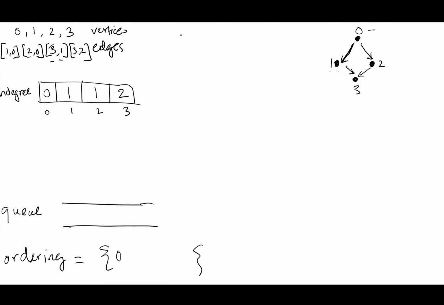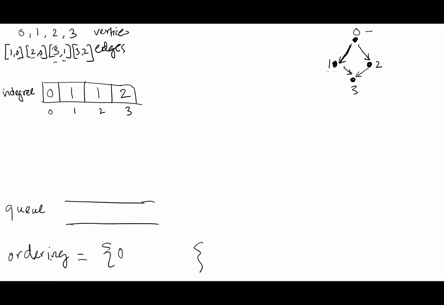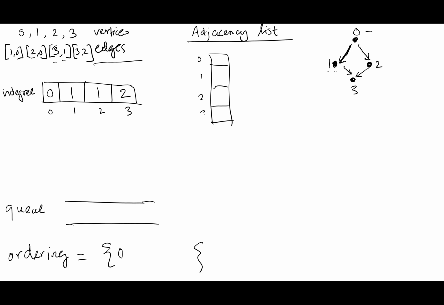So for neighbors, we have to keep a list. We are familiar with the adjacency list. Since this is a graph, if we need to find the list of the neighbors, either we use an adjacency matrix or an adjacency list. So let's create an adjacency list from these edges. The adjacency list will look something like this. This is for node 0, this is for node 1, this is for 2, this is for 3.